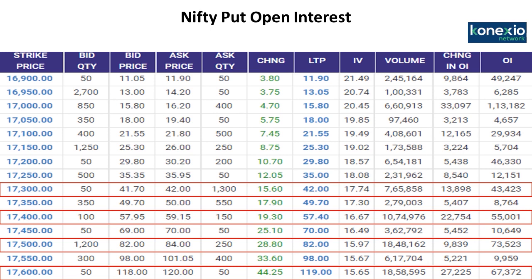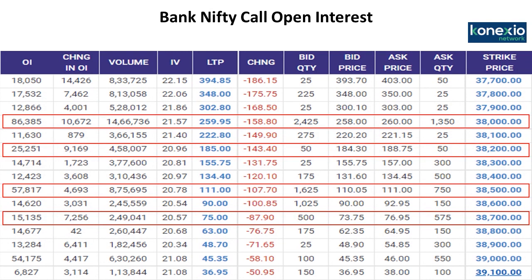Now let us discuss what we have observed in Bank Nifty calls. You will see on the screen the action was seen in 38,000 calls, then 38,200 calls, then 38,500 calls, and 38,700 calls. Here you can see there has been a significant drop in these option premiums. The implied volatility is shooting up.